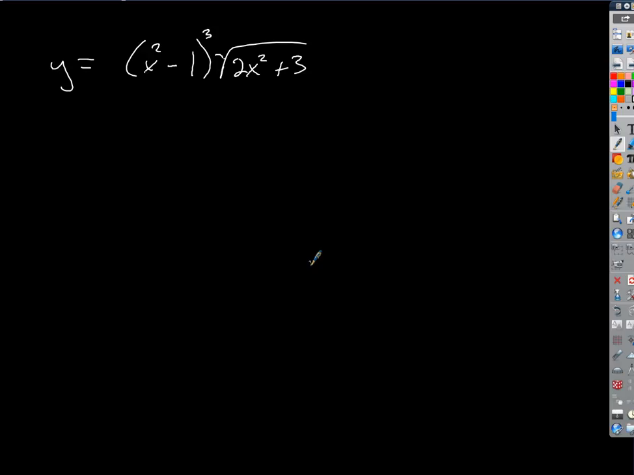When you try to establish from the outside in what this thing is, well, it's a product. I've got something times something, right? Everybody see that? Okay, so what do we do then? If we're going to differentiate this, we have to follow the product rule. So what is that? We can take the first thing, x squared minus 1 cubed, times the derivative of the second. Now that's a chain rule issue, right?